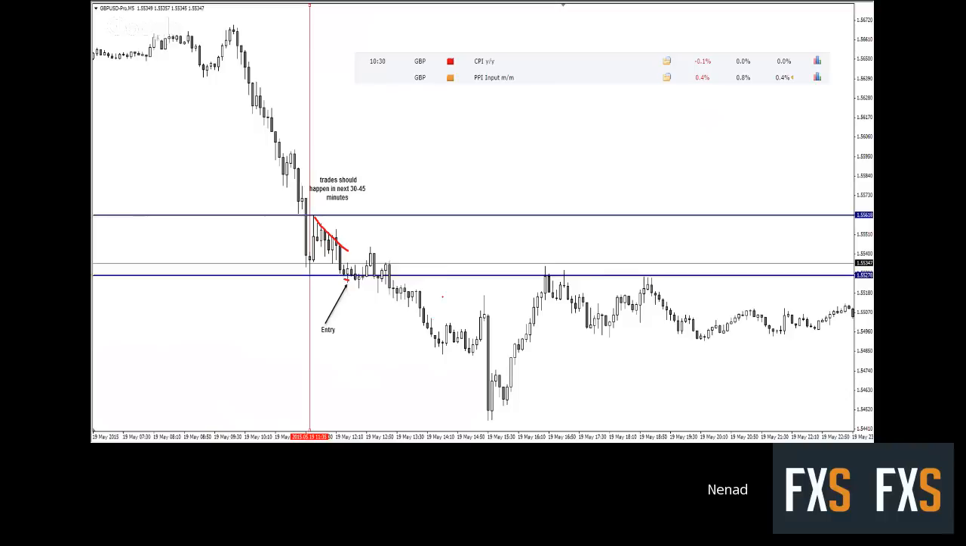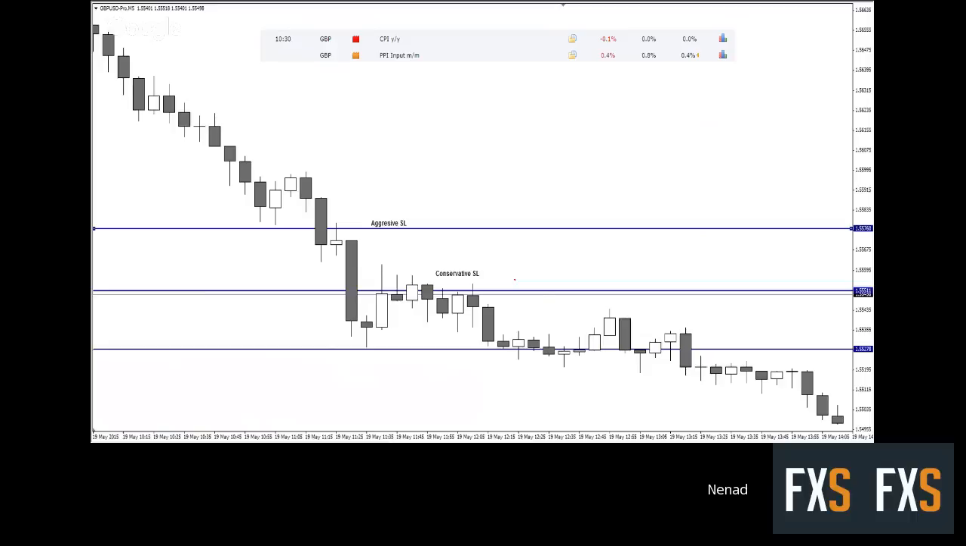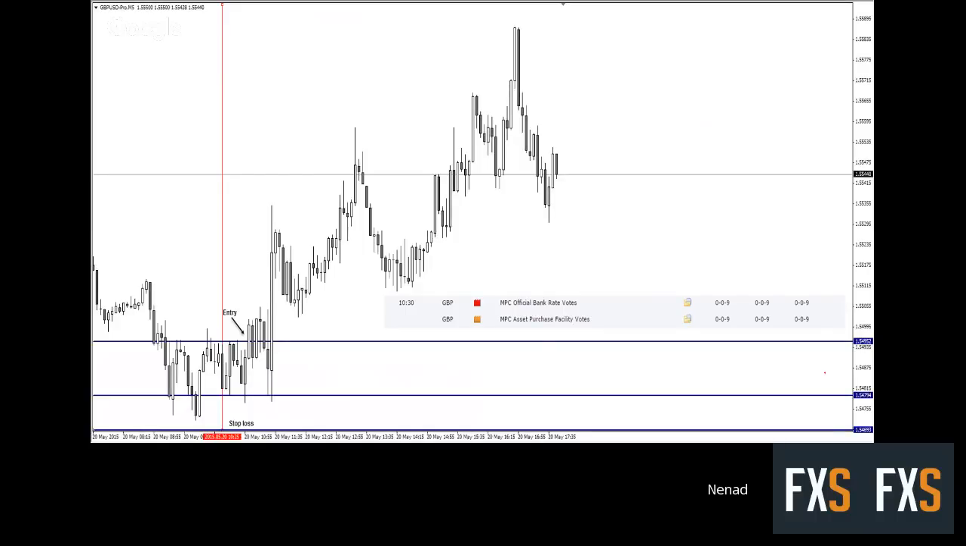Again, you can always use price action to forecast the movement. This was very clear. Your entry was here, setup candle. Okay, this was actually the setup candle. Okay, your stop loss goes there and the price moved down. Okay, again, the same example where price went down. Another example, guys. I mean, this is very, very good when MPC official bank rate votes come exactly as planned.